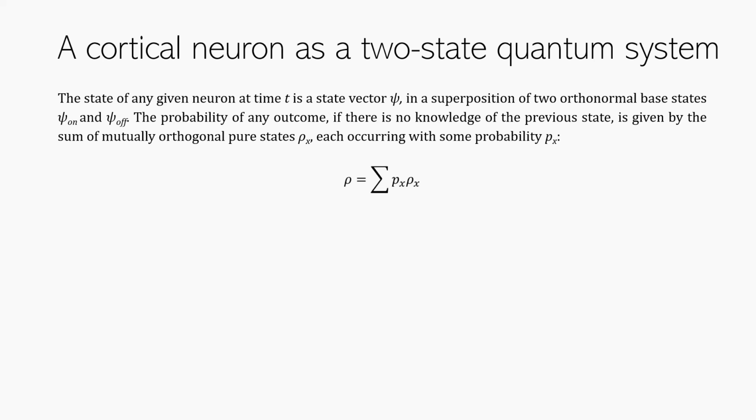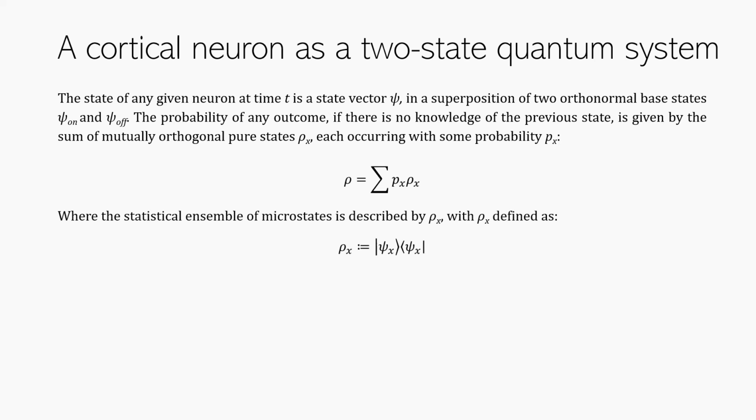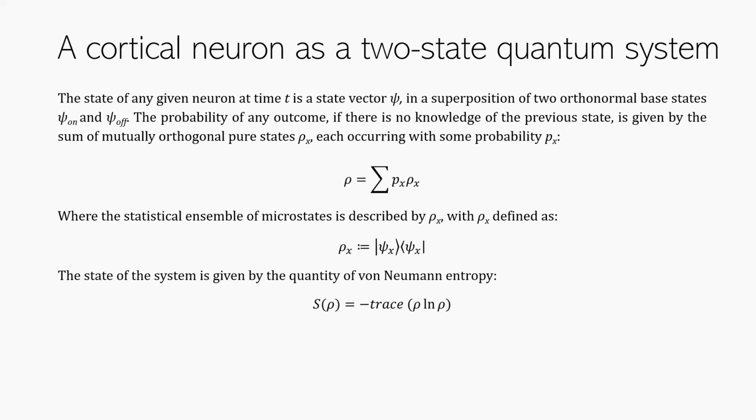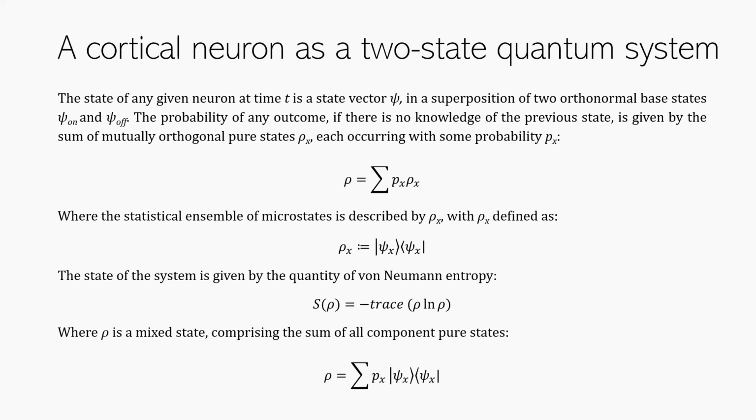The probability of any outcome, if there's no knowledge of the previous state, is given by a density matrix ρ, which is the sum of mutually orthogonal pure states ρx, each occurring with some probability px, where the statistical ensemble of microstates is described by ρx, with ρx defined as an outer product which creates a finite dimensional vector space through matrix multiplication. And here, the probable state of the system is given by the quantity of von Neumann entropy, which is the trace across the density matrix ρ, where ρ is a mixed state given by the sum of all component pure states, the sum of all vector spaces.